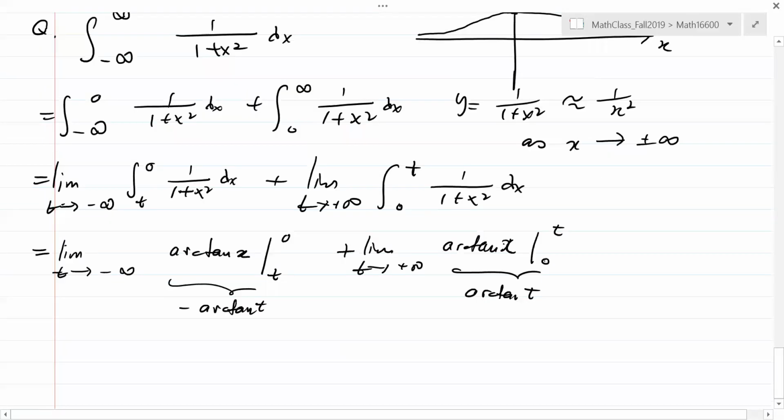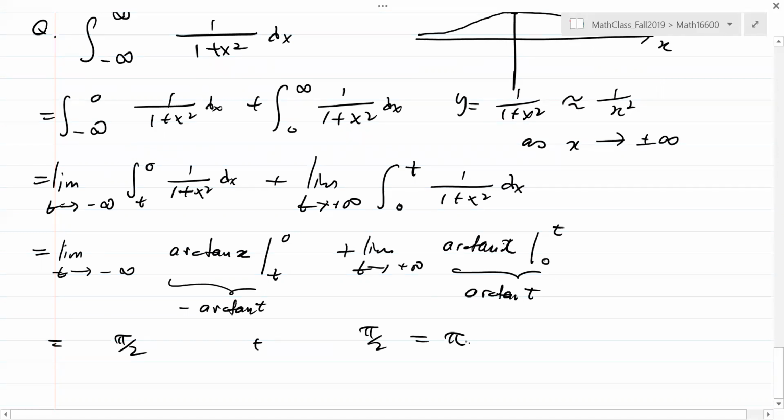For the term on the left-hand side, t approaches negative infinity. When t approaches negative infinity, arc tangent t approaches negative pi over 2. But there is a negative sign in front of that, so it's going to be pi over 2, and with the other pi over 2, the total is pi. It's interesting. So we proved that the area of that region is pi.